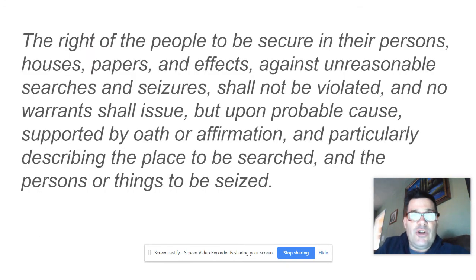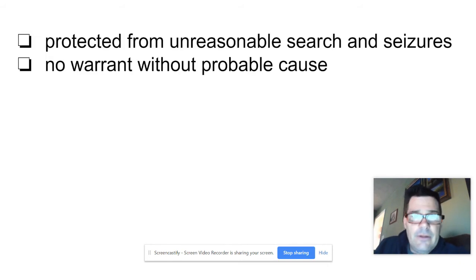The right of people to be secure in their persons, houses, papers, and effects against unreasonable search and seizure shall not be violated, and no warrants shall issue but upon probable cause, supported by oath or affirmation, and particularly describing the place to be searched and the persons or things to be seized. So the government can't come into your house and search for something and just randomly look. They have to have a warrant that says exactly what's going to be grabbed. So, protected from unreasonable search and seizures, no warrant without probable cause.